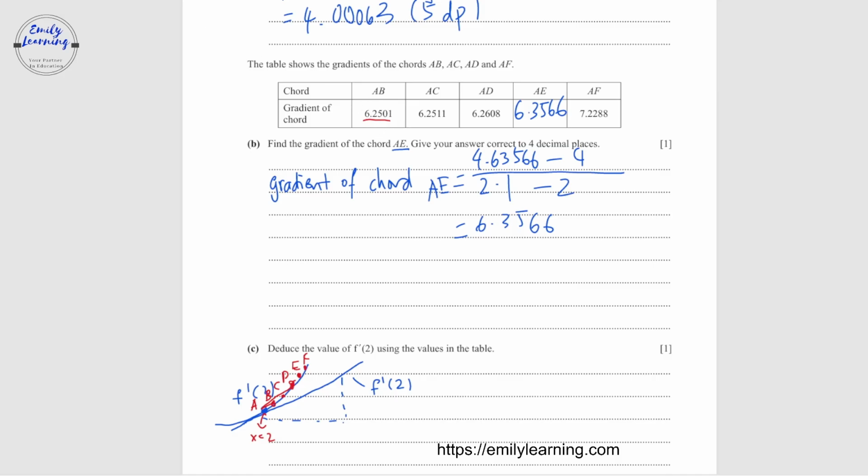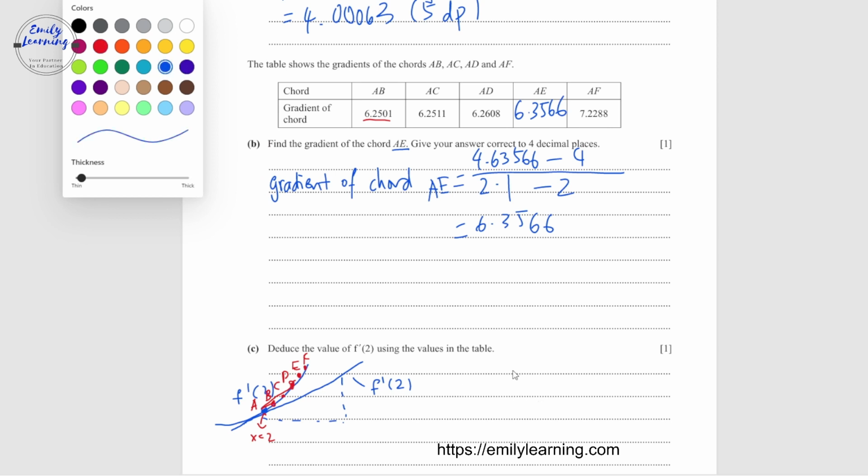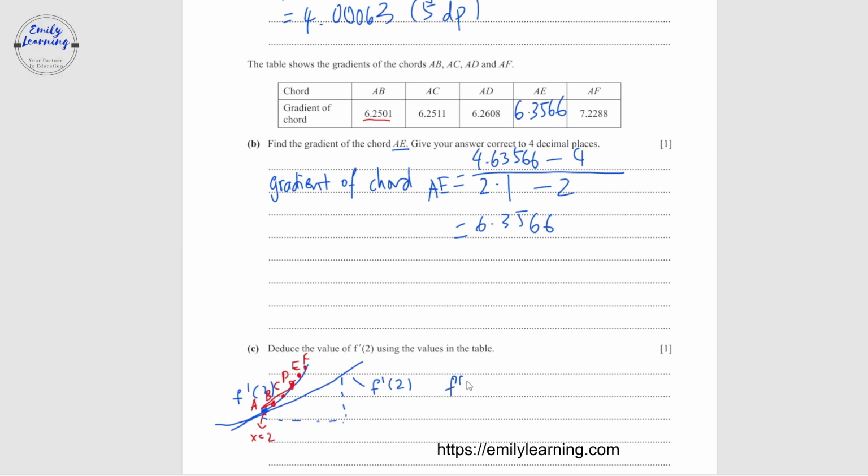So if I were to use an estimation, I will say that f prime 2 will be around 6.25, because it is smaller than 6.2501 and it is still very close to 6.2501.